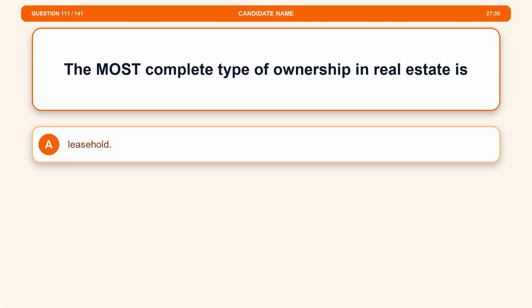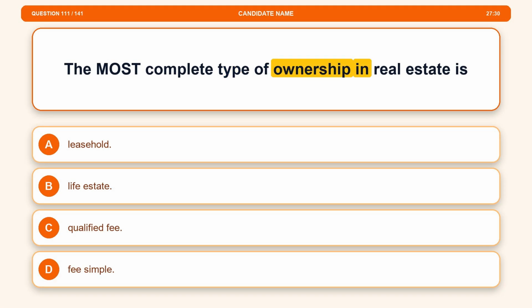Question 111. The most complete type of ownership in real estate is: Option A, leasehold. Option B, life estate. Option C, qualified fee. Option D, fee simple.